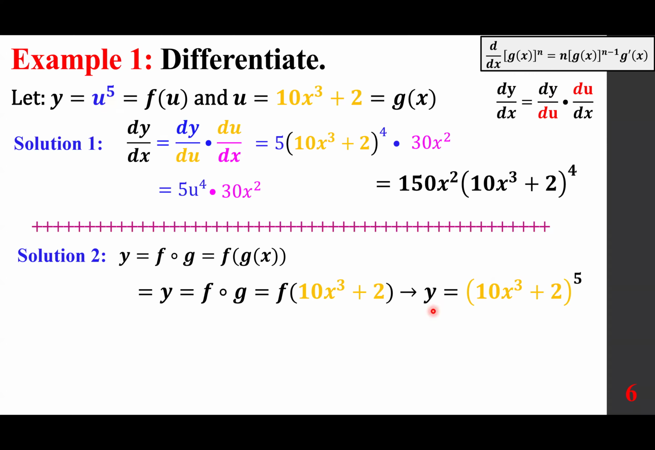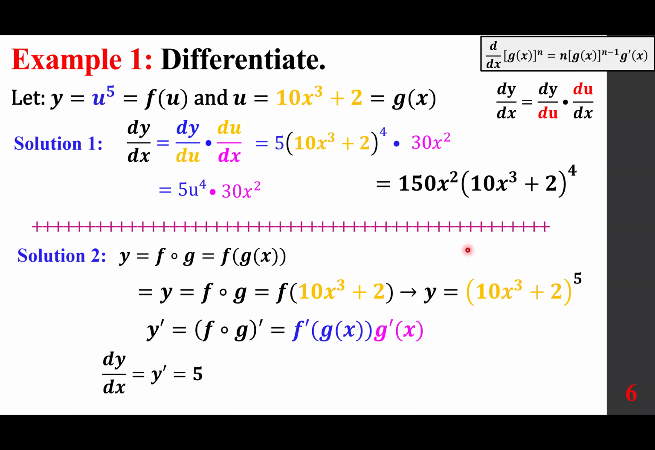Now, using the extended power rule, y prime becomes just, again, composite function. F of g prime is f prime of g of x times g prime of x. So it becomes 5 dy dx of y prime. Same thing, the power of 4, x to the power of n minus 1. And now we applied really the chain rule, the derivative of the inside, 30x squared. Again, we put them together, we get exactly the same answer, 150x squared times 10x cubed plus 2 to the power of 4. It's very straightforward.